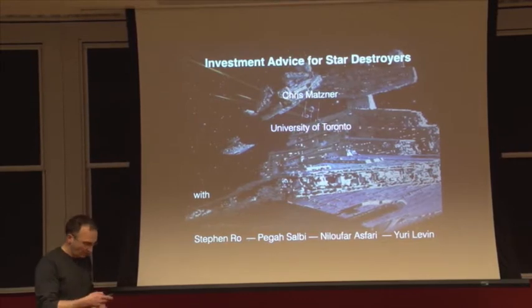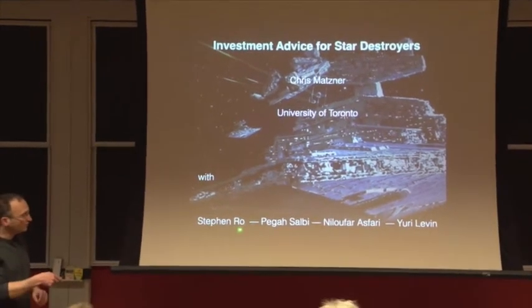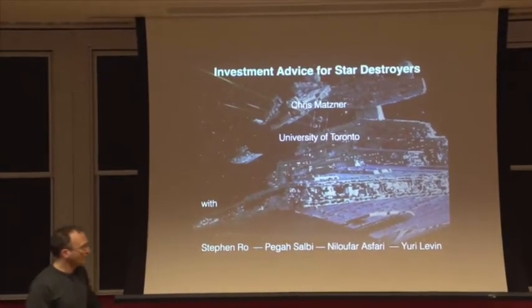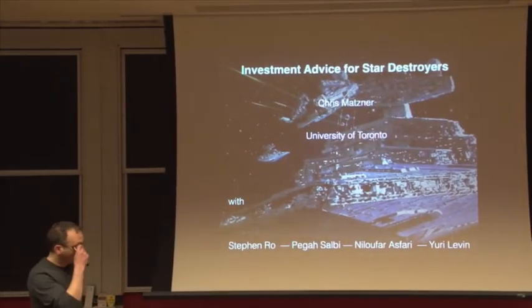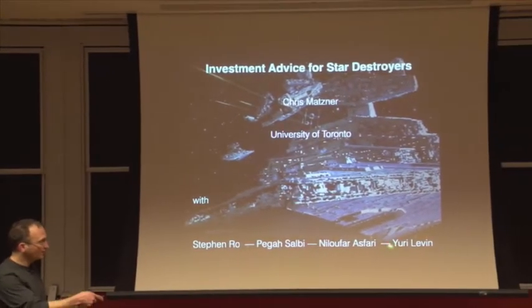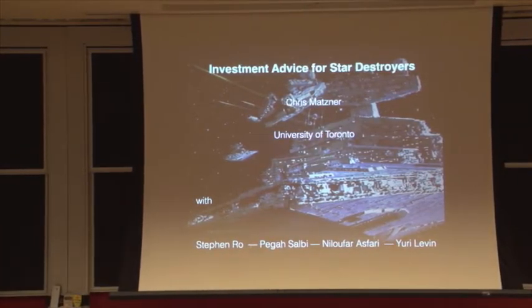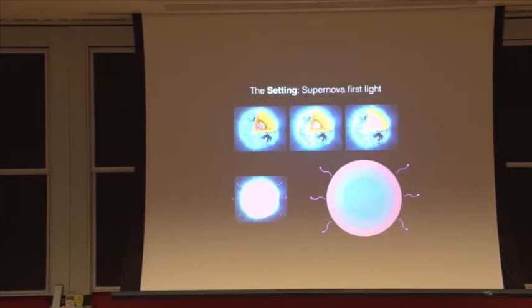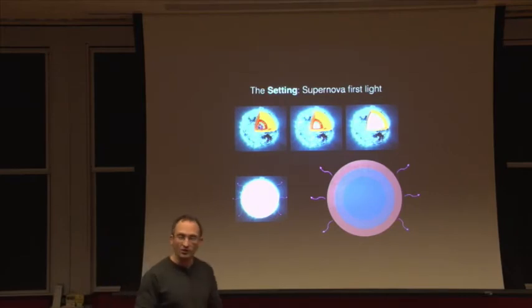My recent collaborators include some graduate students at the University of Toronto, Stephen Rowe, Pega Salby, and Nilu Afsari, as well as my Australian collaborator, Yuri Levin, with whom I work from time to time. And the topic here is the destruction of stars by core collapse.